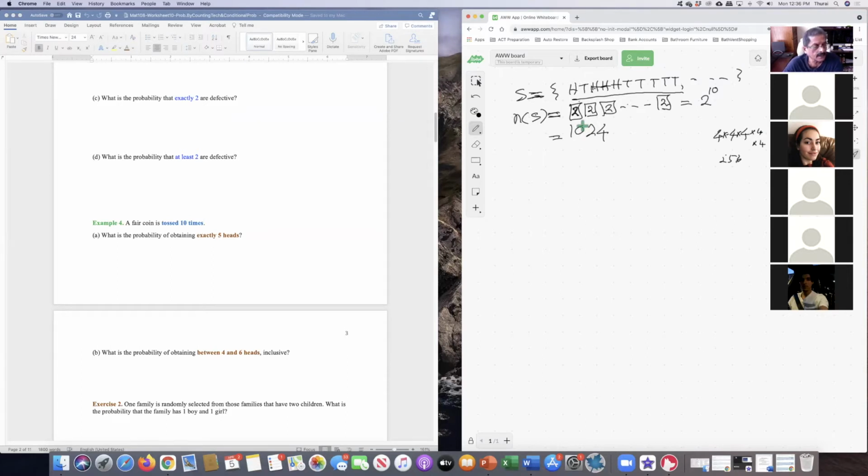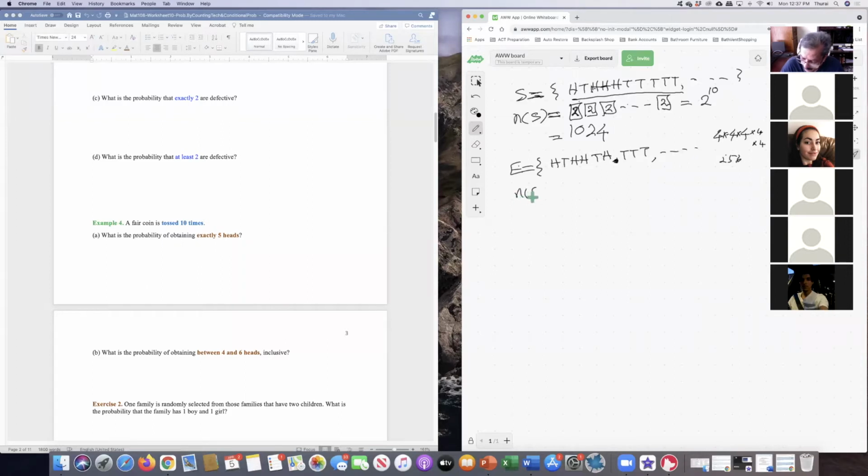Now let's go to the question. What is the probability of obtaining exactly 5 heads? So our event is going to have exactly 5 heads. Let me write down a couple of samples of elements in the event. H, T, H, H, T, H. You have to have exactly 5 heads. Okay, this is one example. There are 5 heads, but the heads can be anywhere in the list. So there are many more.